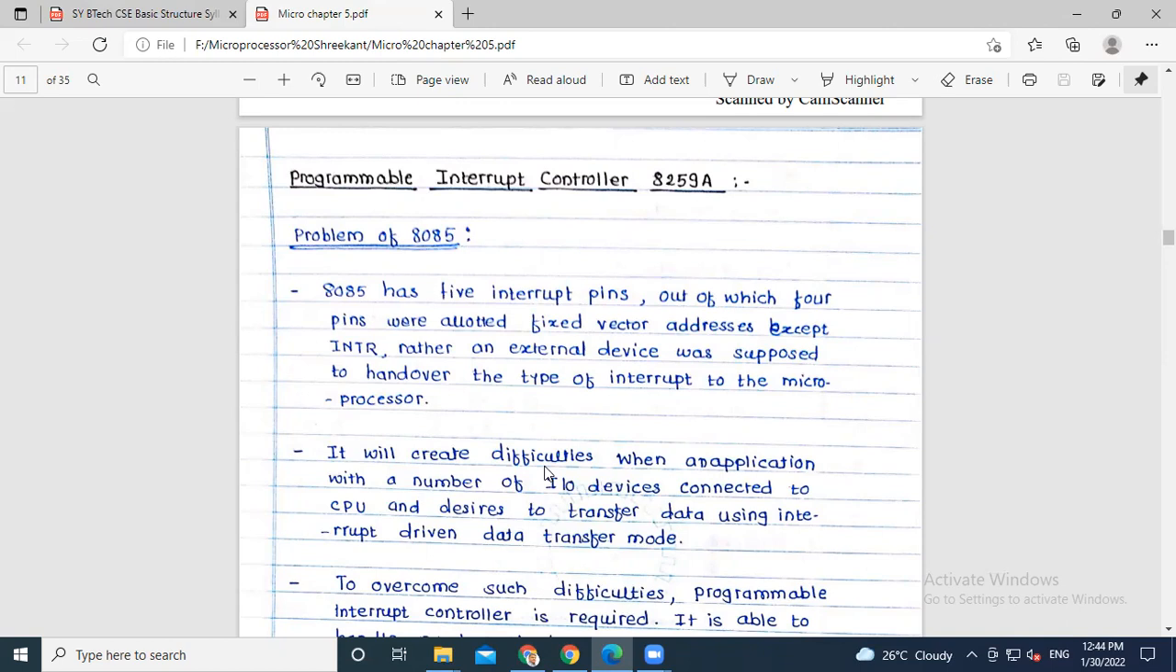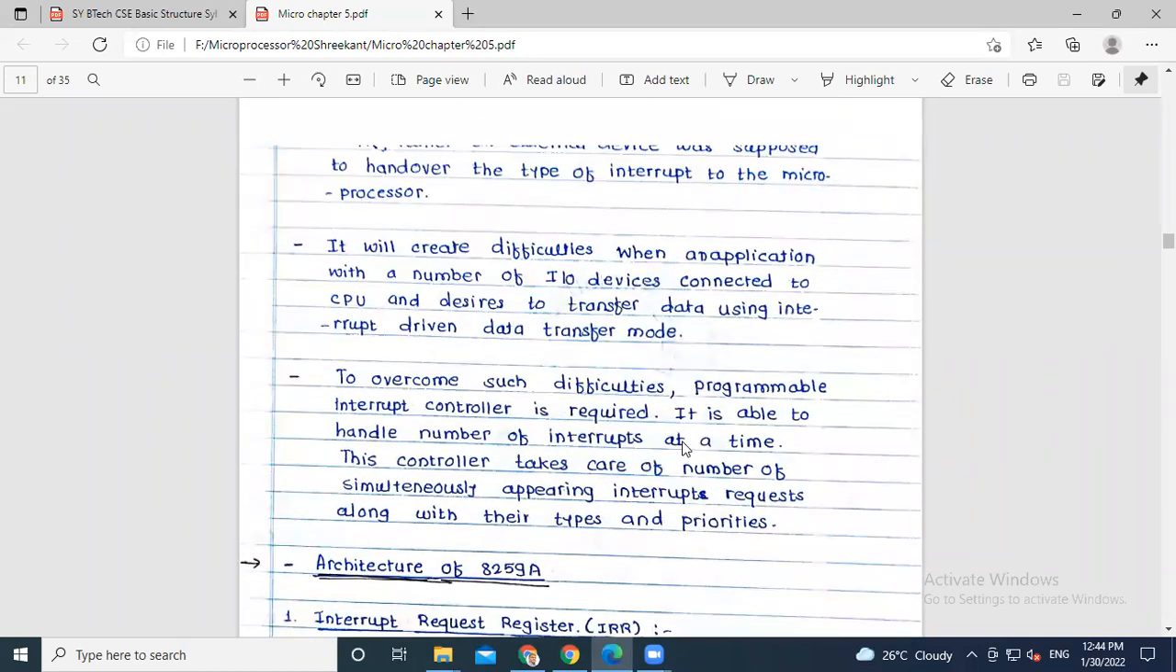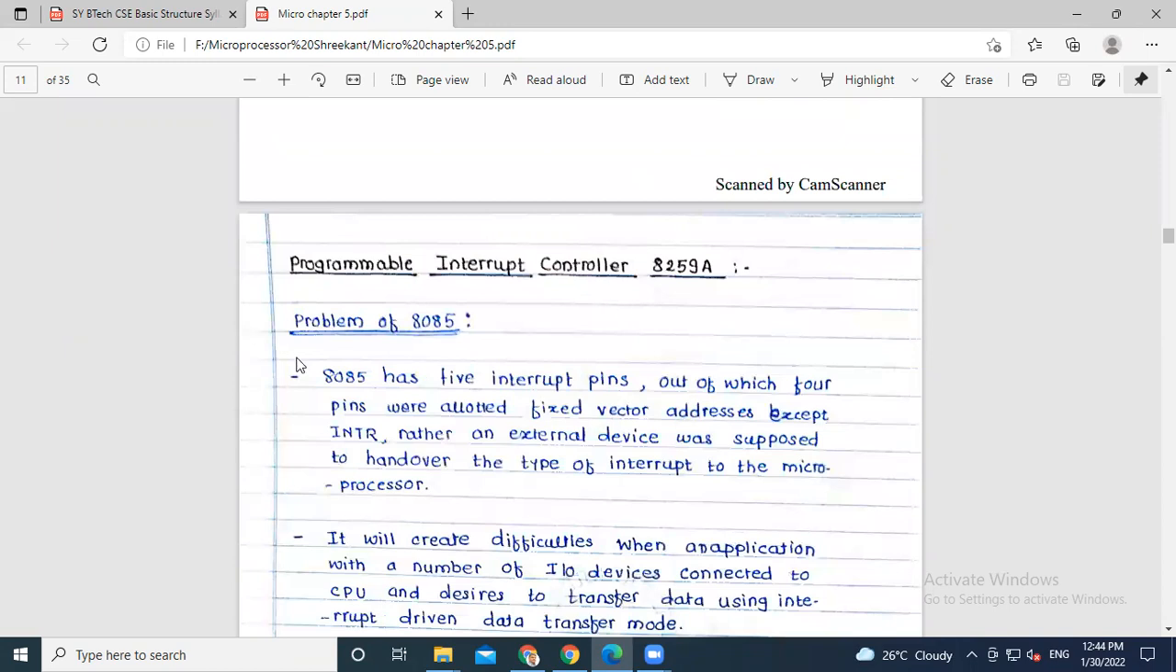It is also one of the microchips, the 8259, which is externally connected to the 8086. So the block diagram, the architecture, and all the functionality of this 8259 are there in your syllabus. All these things we have to study. That is the programmable interrupt controller, which is nothing but the 8259.